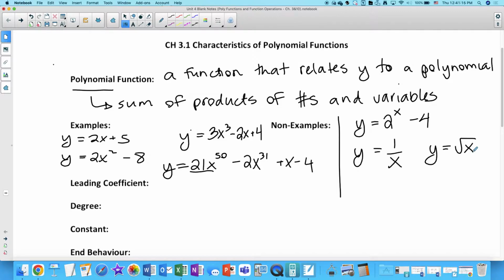This would be another one, an absolute value. Even if you're taking the absolute value of a polynomial, that is not a polynomial function. But like Nick said, it could just be x to the half, so why is it not? Because we're not actually multiplying a number and a variable there. It's not the variable itself, it's the square root of the variable.